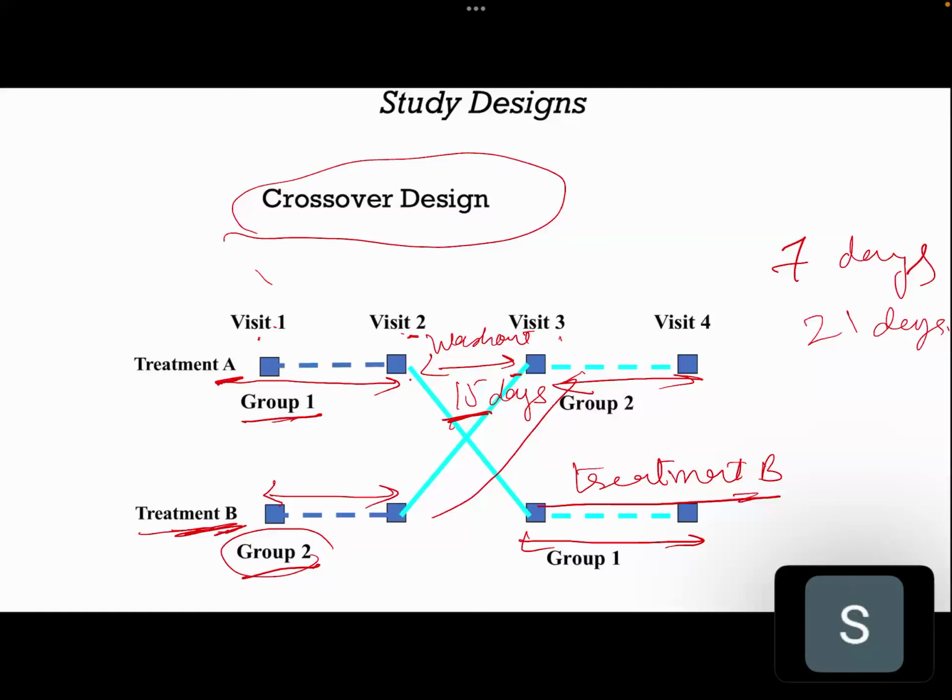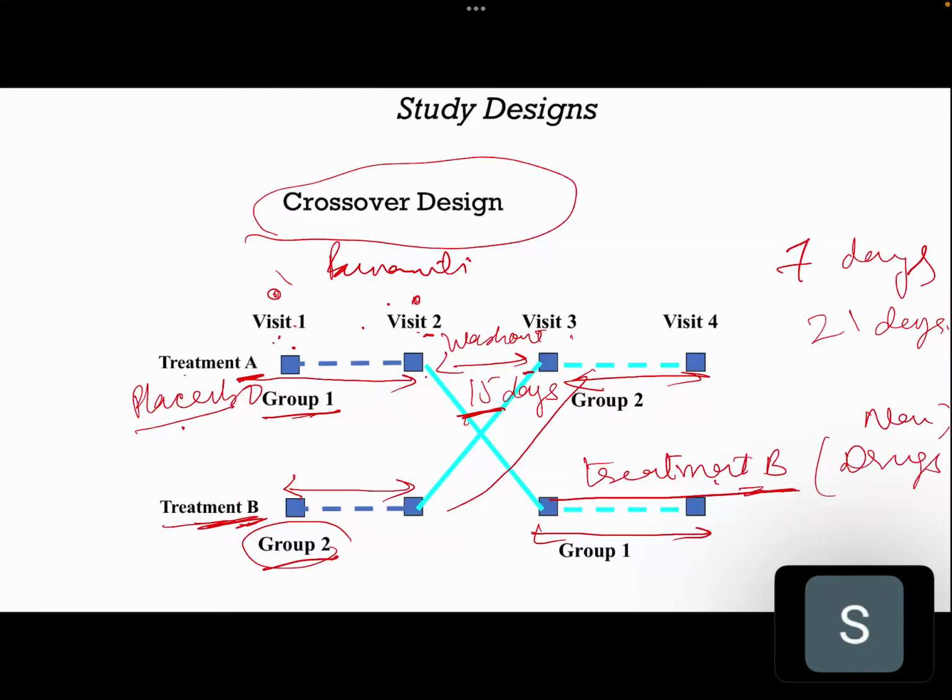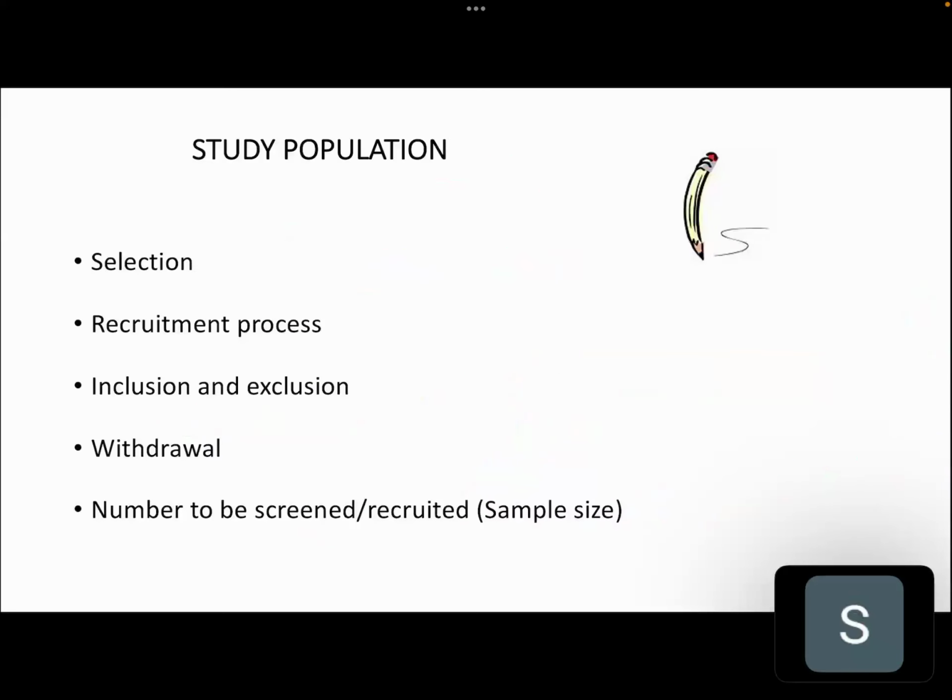Suppose, let's say treatment A is a placebo. They will be seeing, during the first 2 visits, how the person responded, what their parameters are in the placebo group, and how about in the treatment B group. It may be some new drug. So that at the end they will have some data to compare. That's a study design, a crossover study.